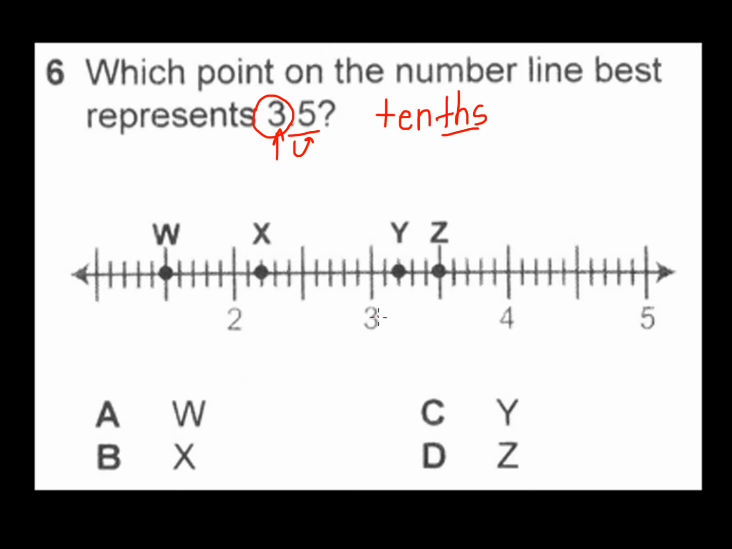Here's 3 on the number line, 3 whole. We could write it as 3.0. Let's skip over here and look at the next whole number, 4. I can write that as 4.0. And since this is 3 and 5/10, what that's telling me is between here and here, the space is broken up into 10 pieces.